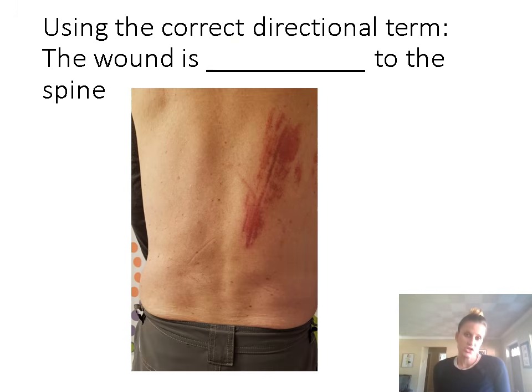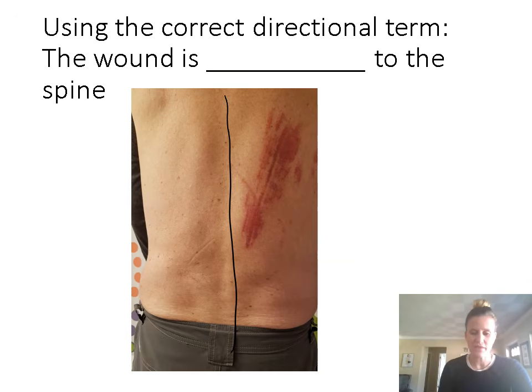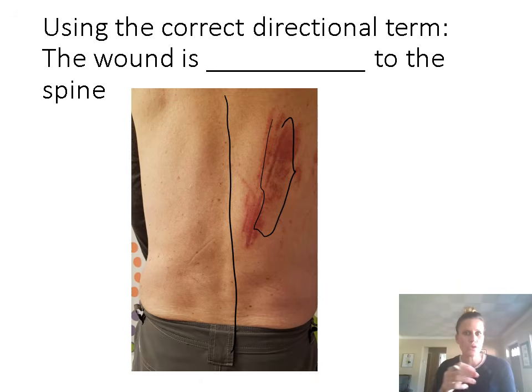Using the correct directional terms. Again, we've got a wound and we've got to say where the wound is. So the wound is blank to the spine. Well, the spine is right here down the center of the back. The wound is over here. So just use a normal term first. The wound is next to the spine. The spine is in the middle and the wound is out towards the side. So the wound is toward the side of the spine.